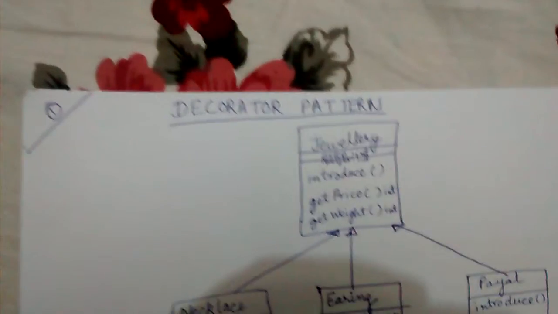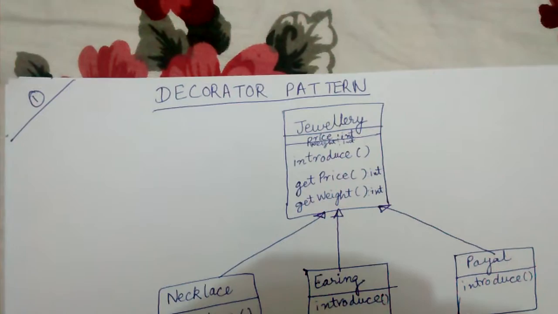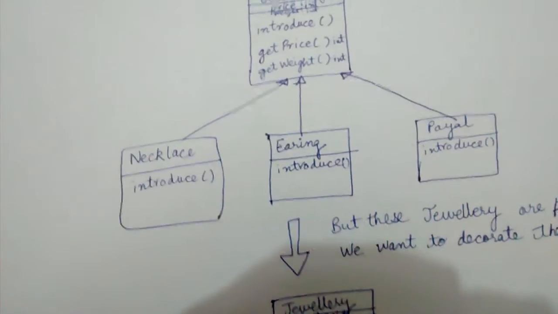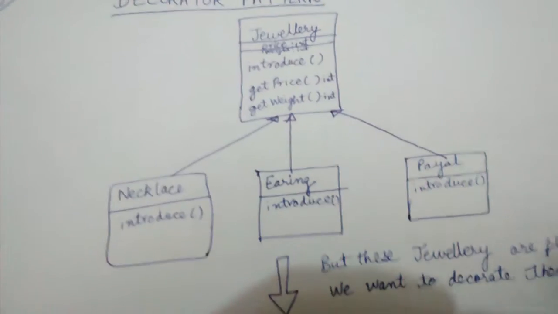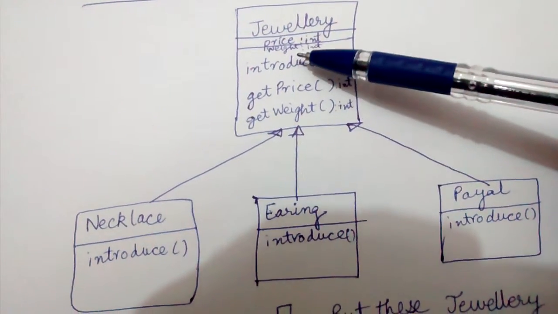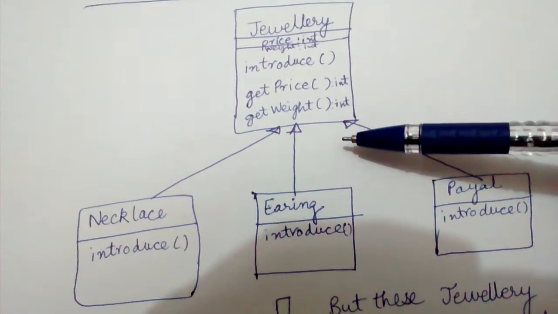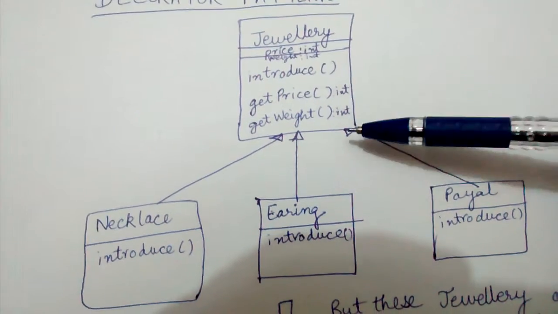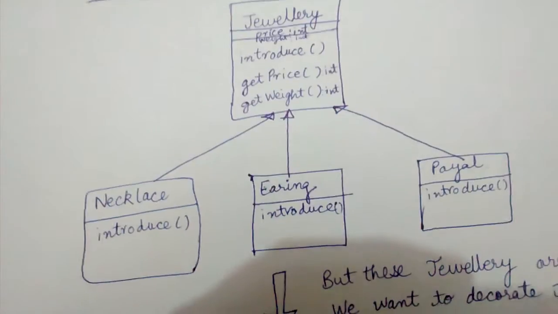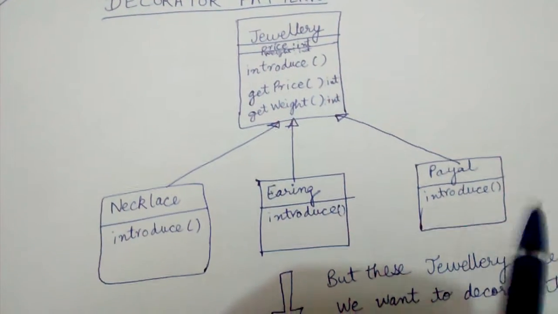Hello friends, so today we'll be looking at a very interesting and very important design pattern, which is the decorator pattern. So we have a jewelry class which has a price and weight variable and three methods introduced: get price and get weight. These are returning int, and there are three classes which are extending from this jewelry class: necklace, earring and payal.